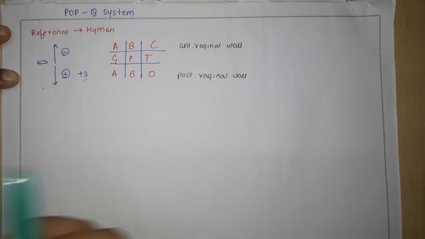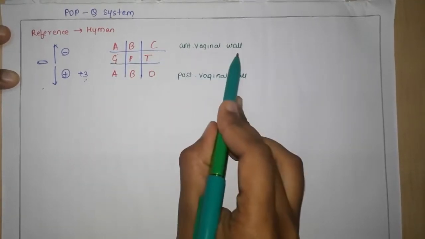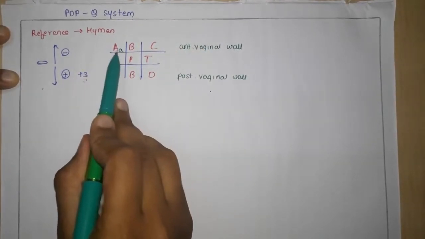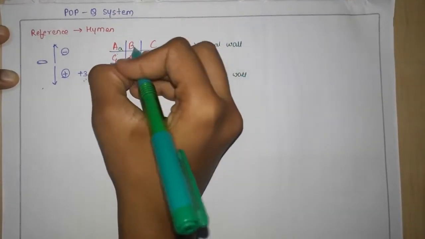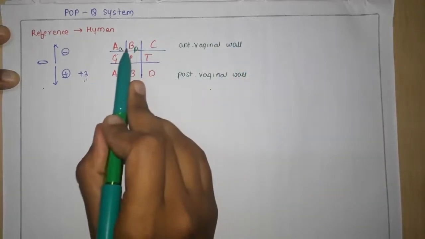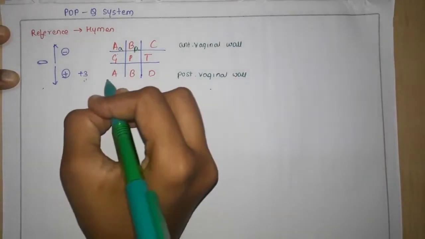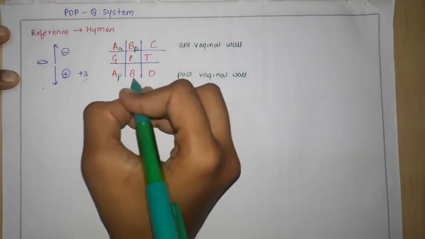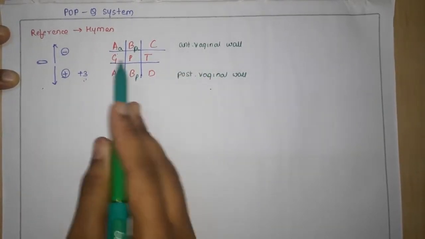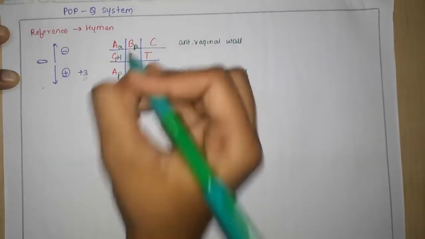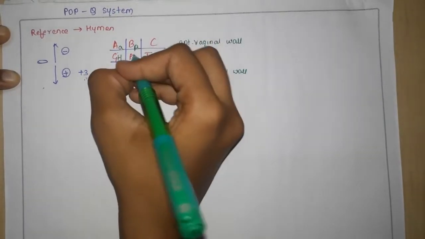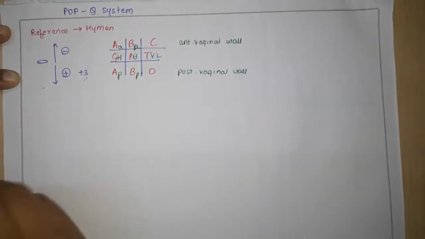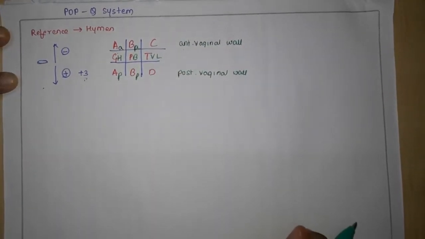So, because the first row points are related to anterior vaginal wall, the first point can be written as AA, that is point A on the anterior vaginal wall, then BA, point B with respect to anterior vaginal wall. Similarly, point A on the posterior vaginal wall will be AP, BP. What is this G? G is GH, that is the genital hiatus. P is PB, that is perineal body, and T is TVL, that is total vaginal length.